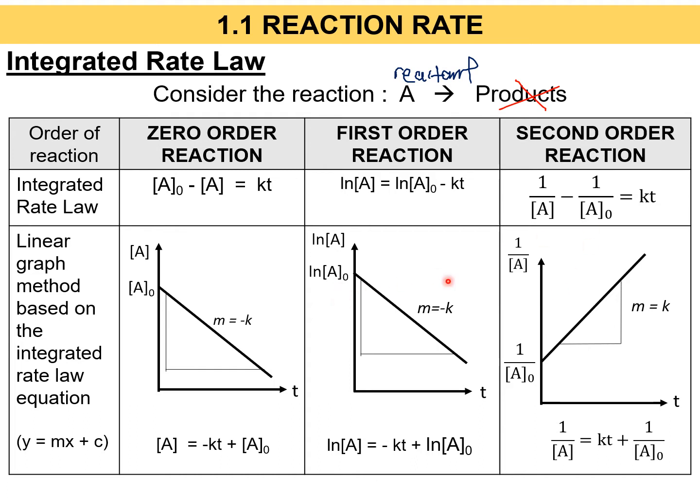Okay, next is second order reaction. For second order reaction, this is the graph, where your y-axis is 1 over concentration of your reactant, and your x-axis is time. Okay, and then when we rearrange this equation according to y equals mx plus c, you will get that your gradient will be positive rate constant. Okay, and then your y-intercept is going to be 1 over concentration of your reactant initial.